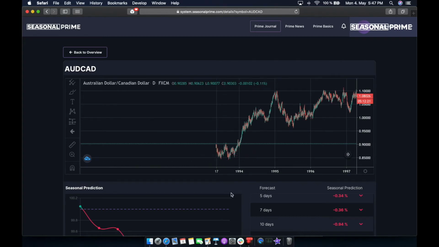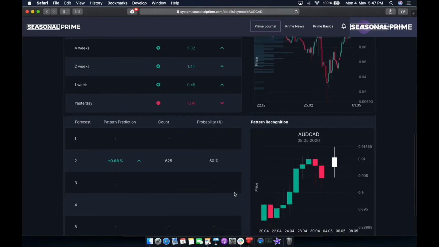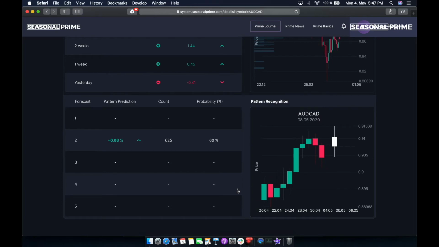We are looking here at 17 years of data, which are analyzed daily and compared for these special patterns the software is finding. Within those 17 years, we found a certain pattern which should result in a bullish movement of 0.68%. We saw this pattern about 625 times.